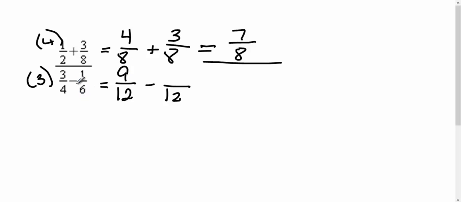Now the second one, we had 6, so I need to multiply it by 2 to get my 12. So 1 times 2 is 2. So 9 twelfths minus 2 twelfths is 7 twelfths. Okay, now I'm not done because now I have 7/8 divided by 7 twelfths, a fraction divided by a fraction.